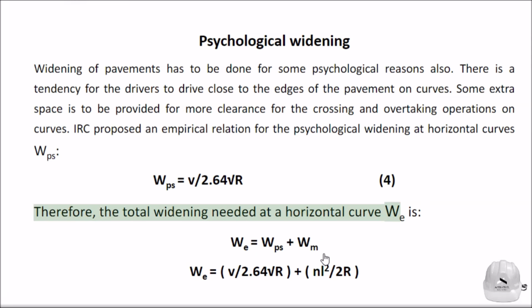Therefore, the total widening needed at a horizontal curve, W_E, equals W_PS plus W_M. W_E equals V over 2.64 root R plus n L squared over 2R.